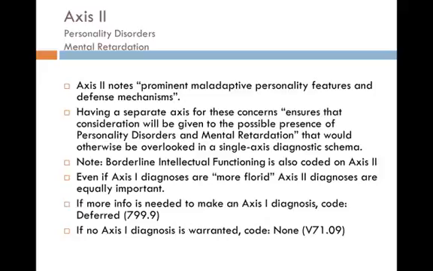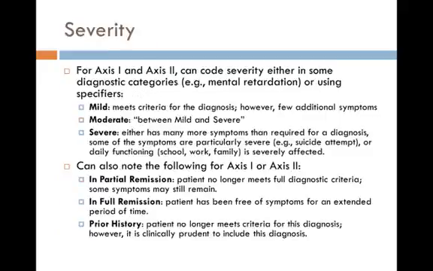So as it relates to the severity of the impairment for both Axis 1 and Axis 2, a clinician can code the severity in some diagnostic categories. For example, with mental retardation, you would identify whether it's mild, moderate, severe, or profound. And so you would use the various diagnostic categories identified below as it pertains to mild, moderate, and severe.